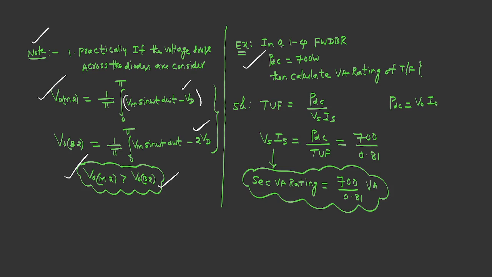And for this model also you have to concentrate. Sometimes they ask what is the secondary VA rating of the transformer. Secondary VA rating means VSIS. Then VSIS equals PDC by TUF. You already know the transformer utilization factor of the full wave rectifier; sometimes they don't give it. Already you know it, so you divide with 0.81. This gives the VA rating of the transformer. Still not framed, but you can expect it. If they ask the VA rating of the transformer, try to remember the transformer utilization factor of different types of rectifier.